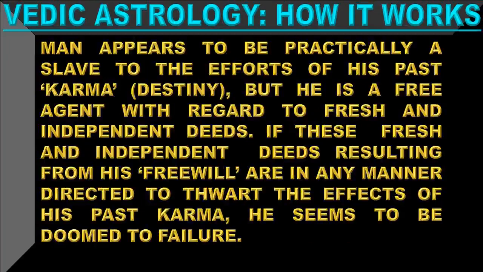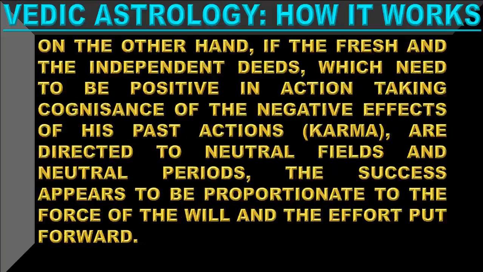Man appears to be practically a slave to the effects of his past karma, that is destiny, but he is a free agent with regard to fresh and independent deeds. If these fresh and independent deeds resulting from his free will are in any manner directed to thwart the effects of his past karma, he seems to be doomed to failure. On the other hand, if the fresh and independent deeds, which need to be positive in action, taking cognizance of the negative effects of his past actions, karma, are directed to neutral fields and neutral periods, the success appears to be proportionate to the force of the will and the effort put forward.